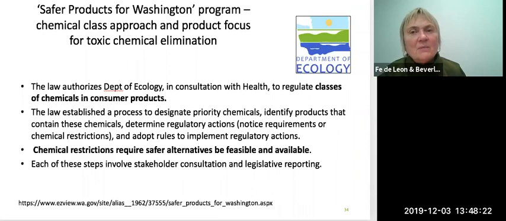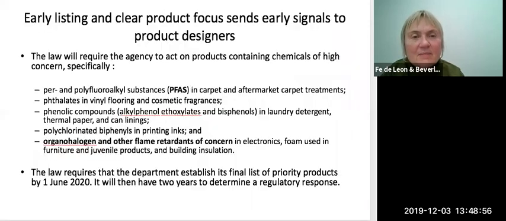And again, the Department of Ecology in Washington State is also jumping into the full regulation of whole classes of chemicals in consumer products. Again, this focus on products. Again, highlighting that chemical restrictions do require safer alternatives be feasible and available. Department of Ecology is doing a lot of great research on certain priority products, which is detailed a bit more on the next slide. Next slide, please.